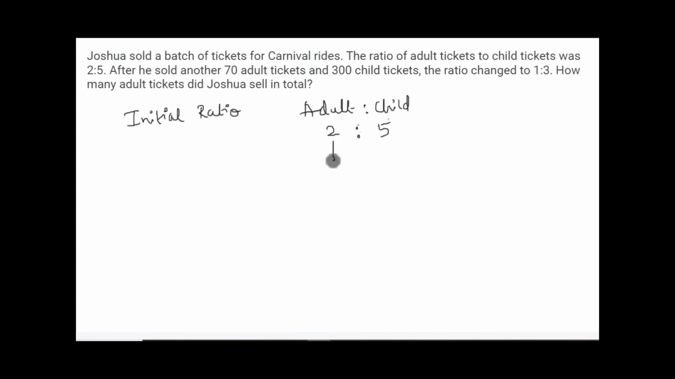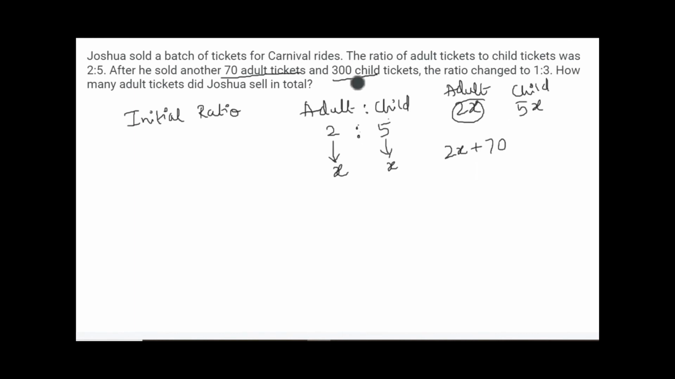initially. So this number is multiplied with some constant number x, similarly this number multiplied with the same constant x will give us 2x and 5x. That means initially the adult tickets sold were 2x and the number of child tickets sold are 5x according to the initial ratio. Now after he sold another 70 adult tickets, that means initially he sold 2x, then he sold another 70, that means now the adult tickets are 2x plus 70.